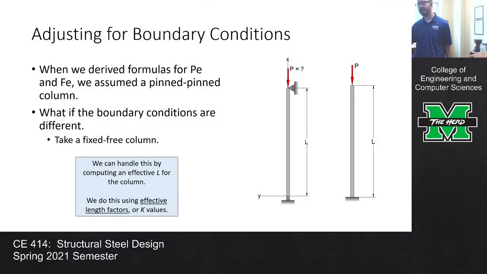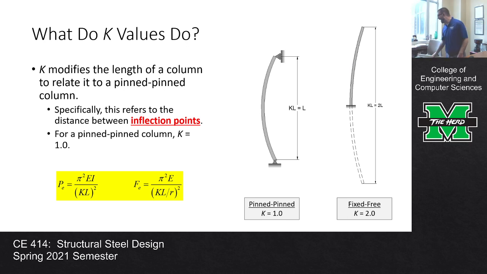Fortunately, my slides draw that a lot better than I can with my hands or even with this prop. If I look at the buckled shape for a pin-to-pin column, it looks like what it did before. If I look at the fixed-free column, it looks kind of like this. So what we do for columns of different boundary conditions is ask: what does the length need to be so that the buckled shape matches the original solution?